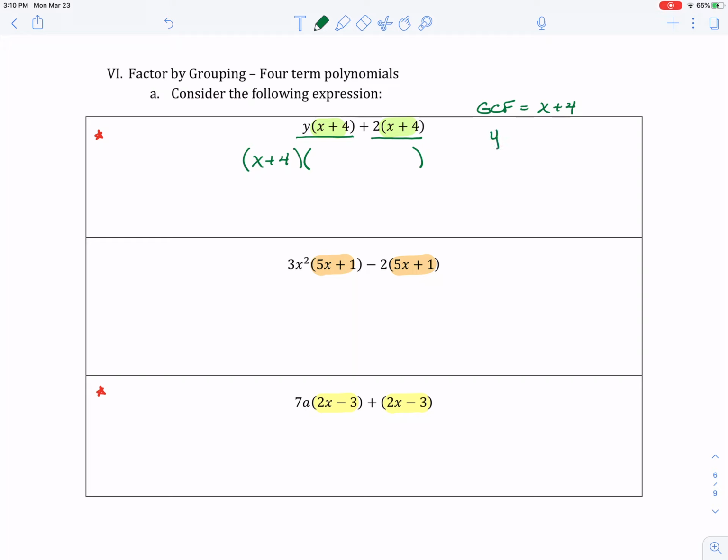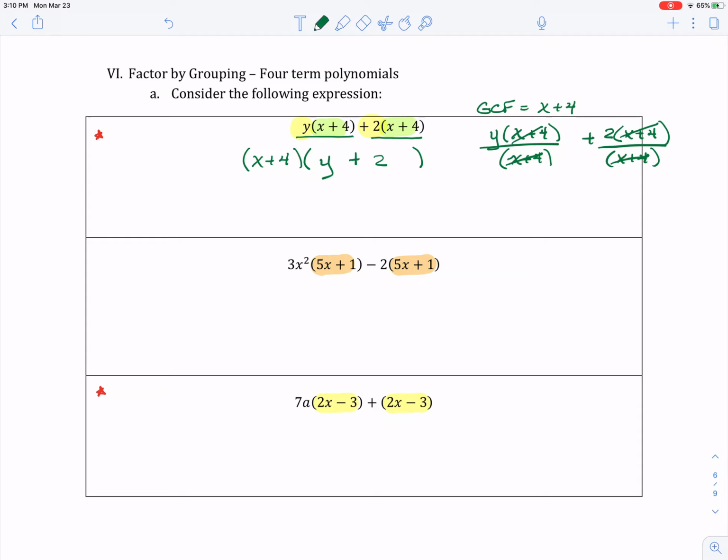And the way we found what was missing in the parentheses is that we took each of the terms and divided by that GCF. So in each case here, I'm dividing by the GCF x plus 4. And you can see that the second parentheses ends up having inside there the two quantities that were sitting out in front of the common parentheses.